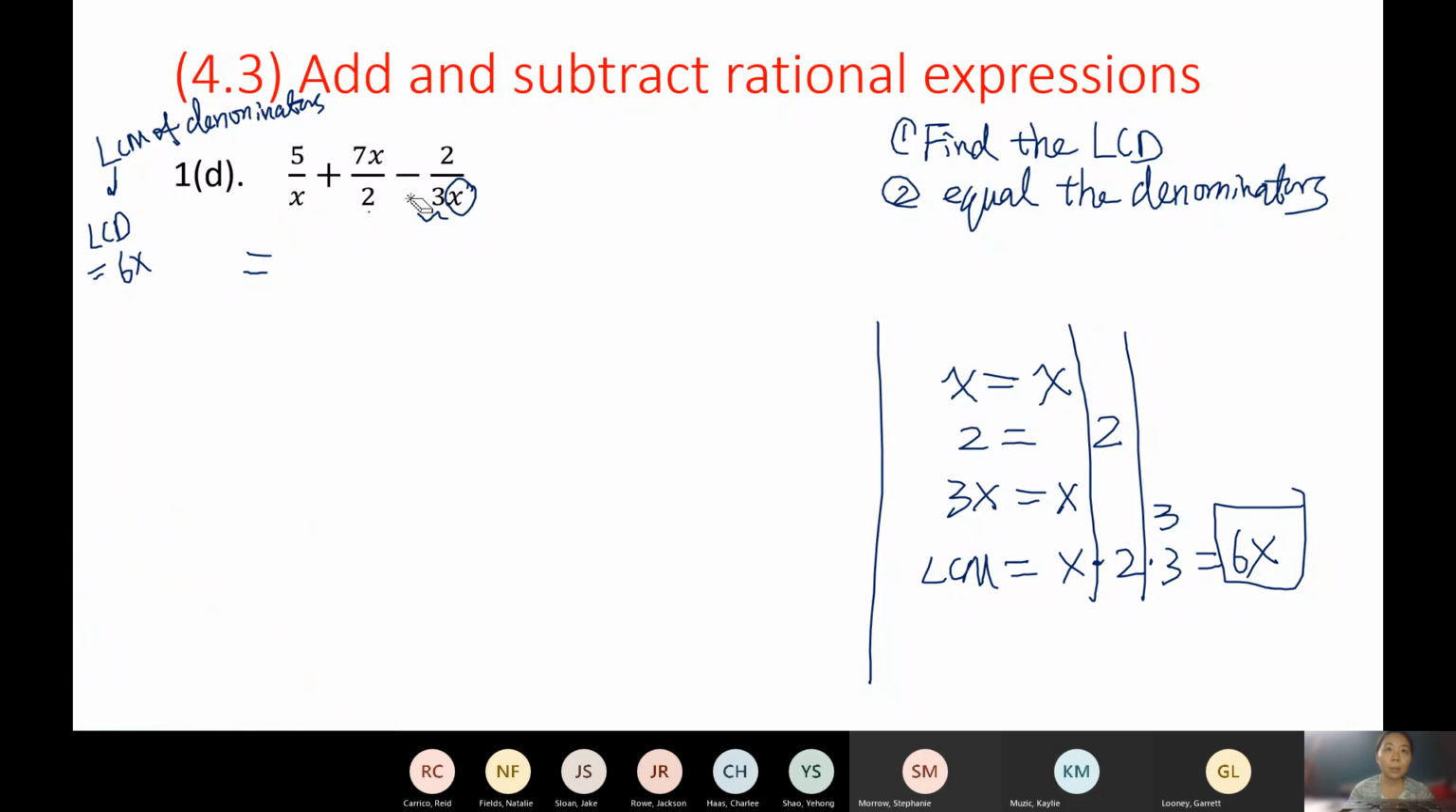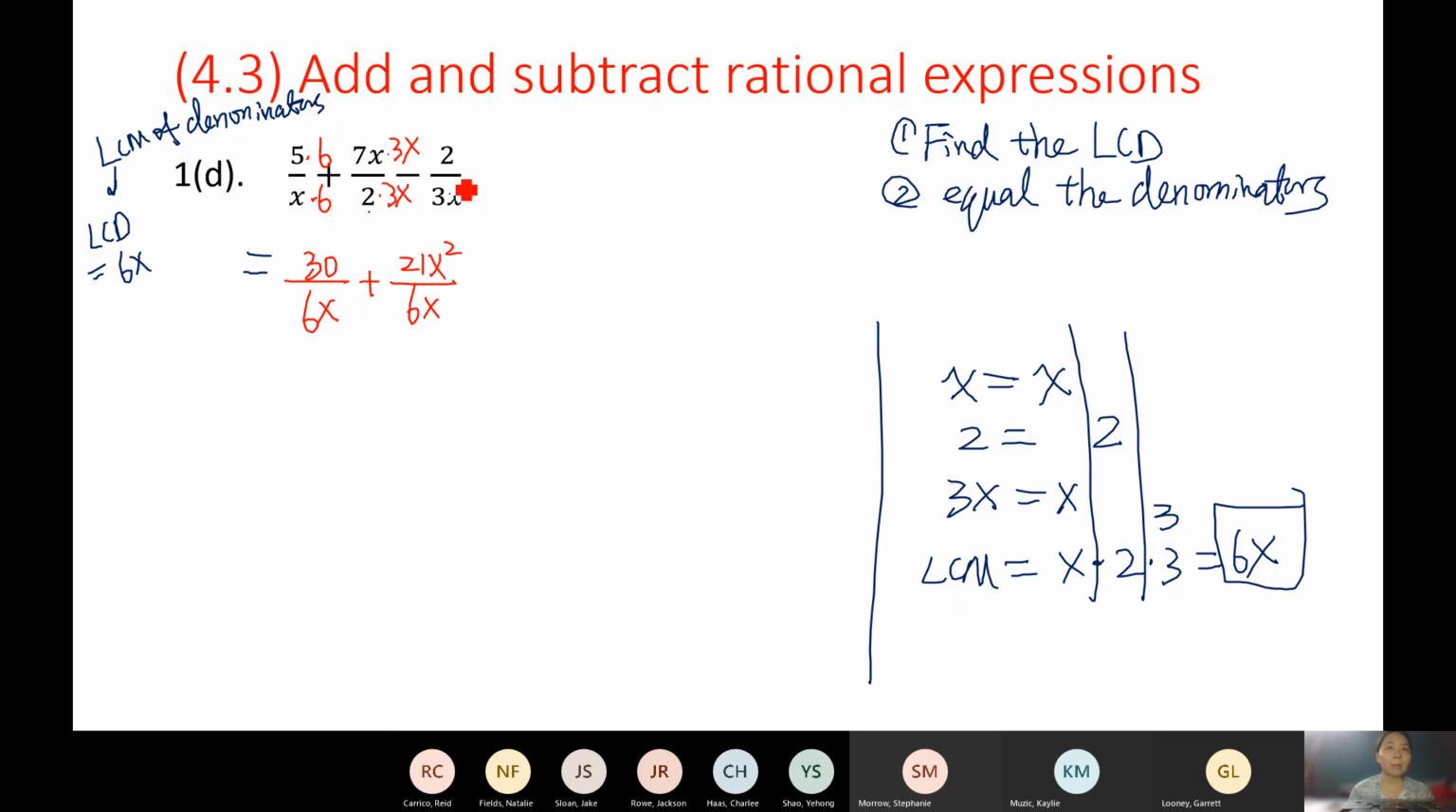Let me clear all that. To get 6, I multiply both top and bottom by 6 here, because that's going to give me 6x and 30. To get 6x, I need a 3 and x. So times by 3x. And 2 times 3 is 6. X will keep it. 7 times 3 is 21. X times x is x squared.